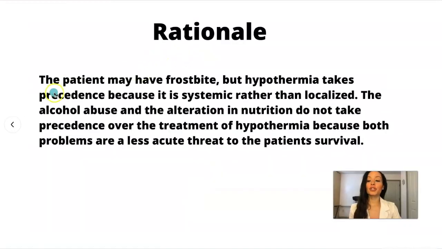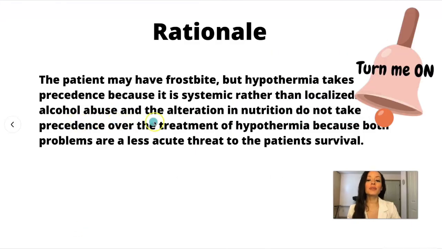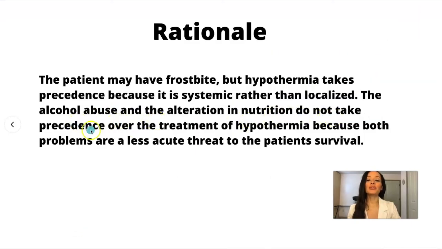The rationale for this question: the patient may have frostbite, but hypothermia takes precedence because it is systemic rather than localized. The alcohol abuse and the alteration in nutrition do not take precedence over the treatment of hypothermia because both problems are a less acute threat to the patient's survival. So once again, hypothermia, very real threat, very serious. And then the other things could be tackled once the hypothermia is reversed.